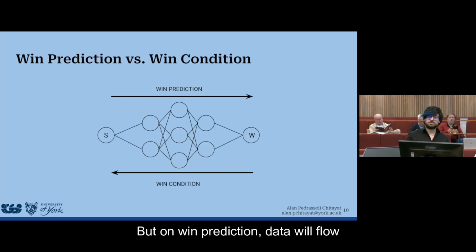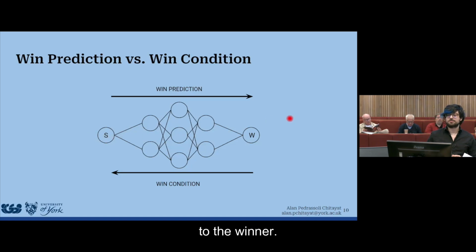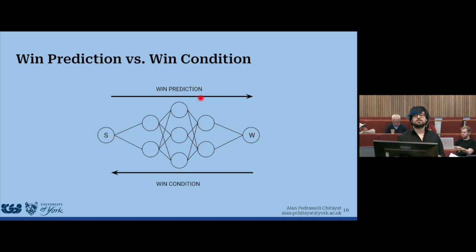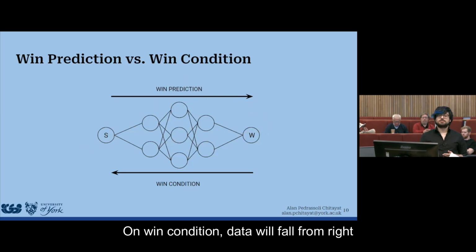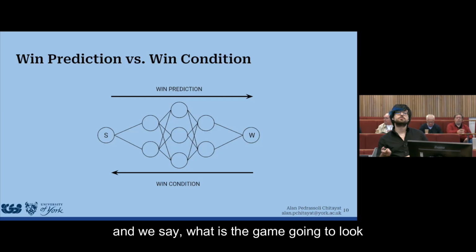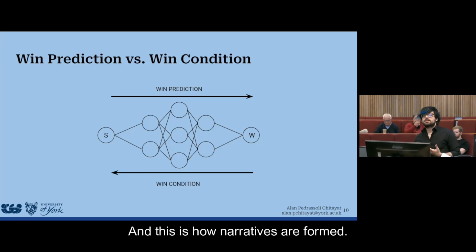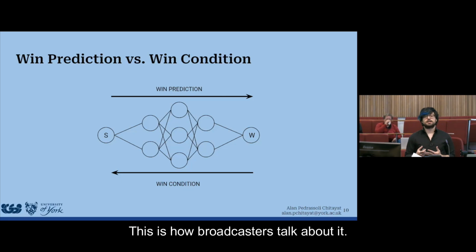But on win prediction, data will flow from the state to the winner. So you go from left to right. That's your input, that's your output. On win condition, data will flow from right to left. We start with the winner, and we say, what is the game going to look like when they win? And this is how narratives are formed. This is how broadcasters talk about it.